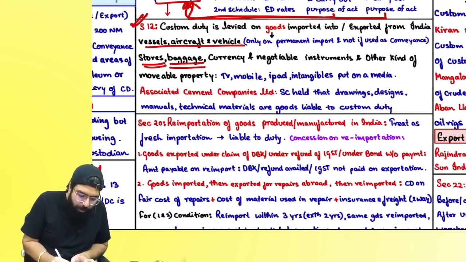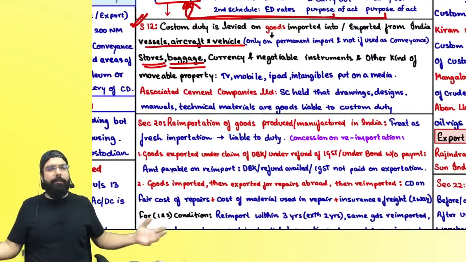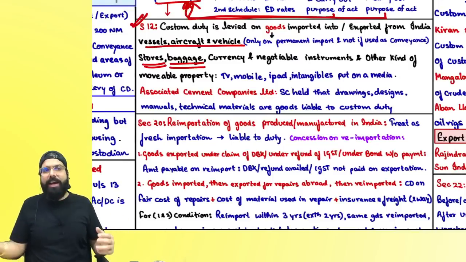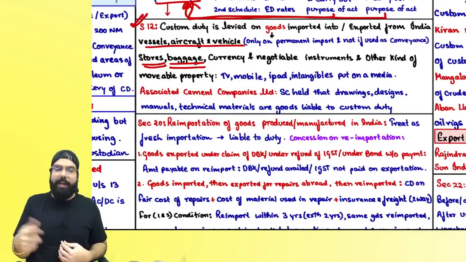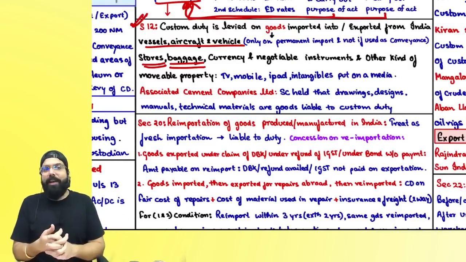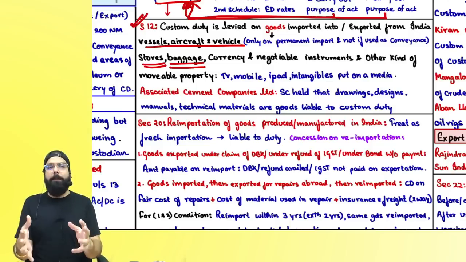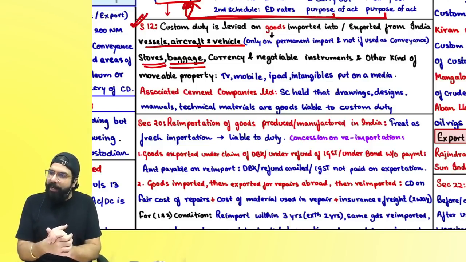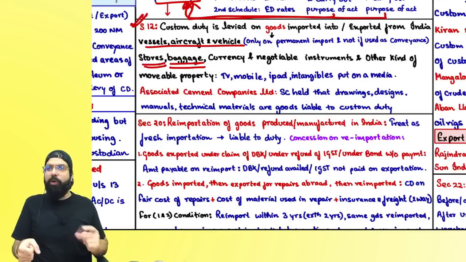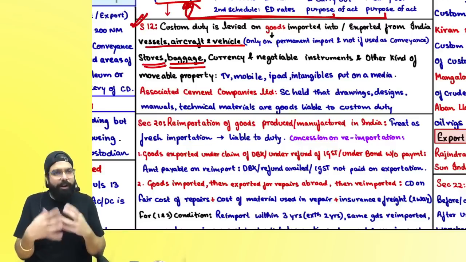Then they went ahead and mentioned baggage. What do you mean by baggage? Baggage means those goods which a passenger brings along with him from outside India. If you read the definition, they say baggage includes unaccompanied baggage. So if you are coming from outside India, you get a suitcase along with you. Might be when you are coming from outside India, you got a suitcase along with you.